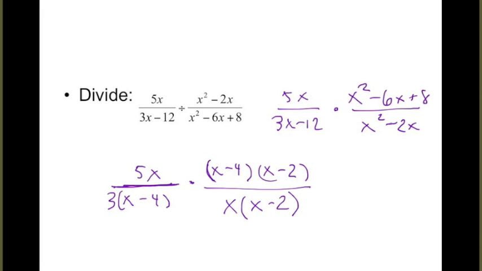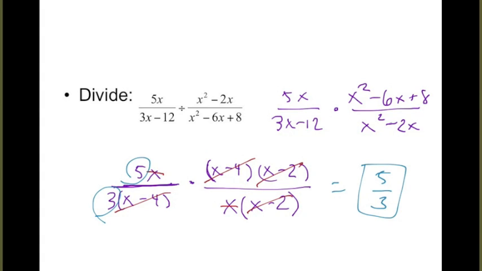So then we want to look for what matches. X minus 2 matches x minus 2. X minus 4 matches x minus 4. The x matches the x. You don't have to cancel the numbers with the x's, just like we did on the very first type of problem when there wasn't any adding and subtracting. We just multiplied together all the numbers, multiplied together all the x's. We could just cancel x's with x's and not worry about what number they were, and that's fine to do. So we can cancel those x's. And then we just look for whatever's left over, and all that is left over is a 5 over 3.